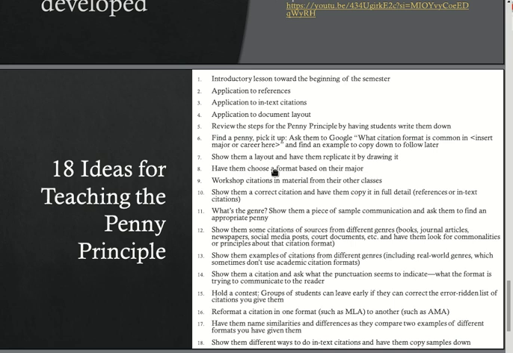12, show them some citations of sources from different genres: books, journal articles, newspapers, social media posts, court documents, etc. Have them look for commonalities or principles about that citation format. 13, show them examples of citations from different genres, including real-world genres, which sometimes don't use academic citation formats. 14, show them a citation and ask what the punctuation seems to indicate, what the format is trying to communicate to the reader.